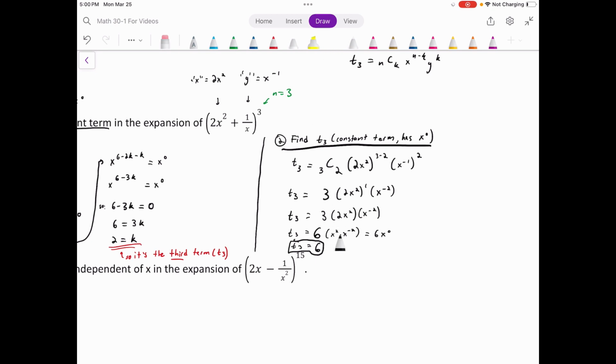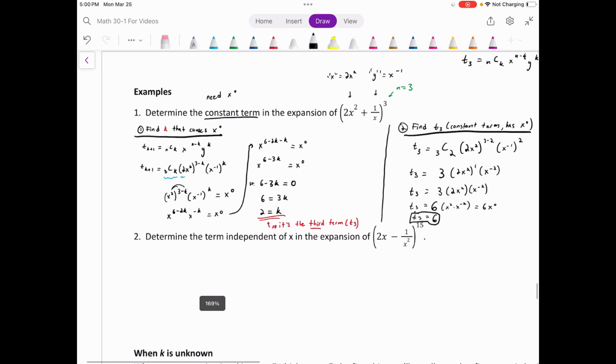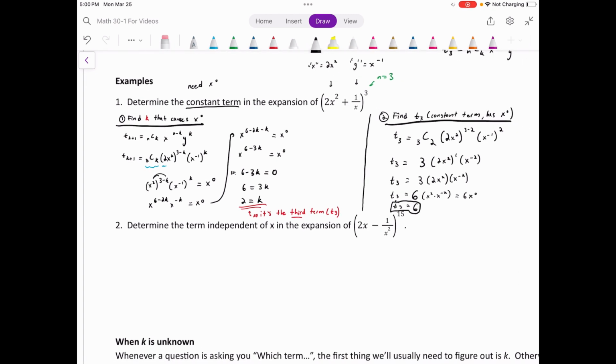Multiplying these two powers of x, we can add the exponents. 2 plus negative 2 is 0. That's what we were trying to do here, and we've confirmed for sure now that it does work out. So our third term, the constant term, is just 6. So just an extra step here, really, where first, we don't quite know what k is right off the bat, but we can figure it out.